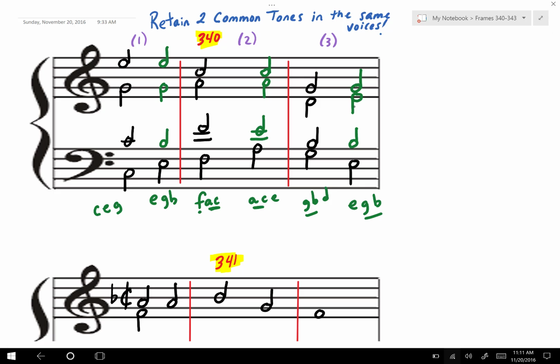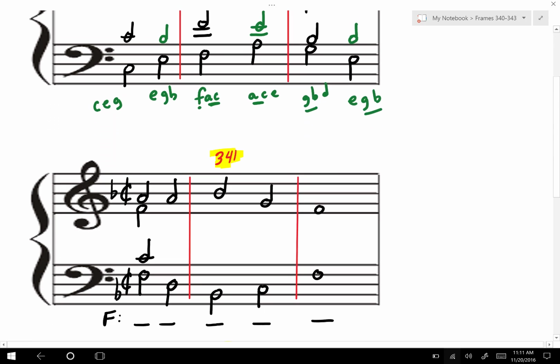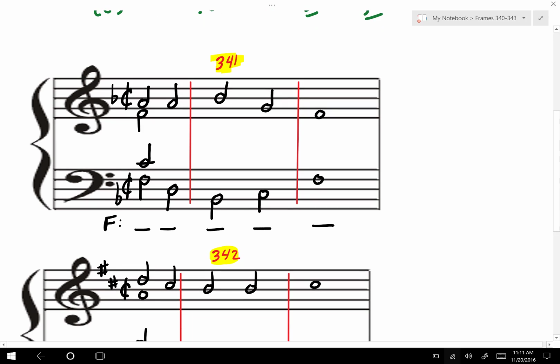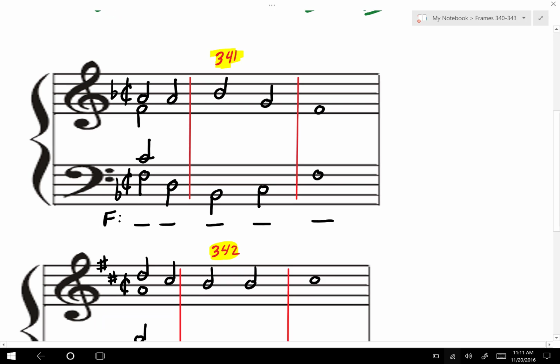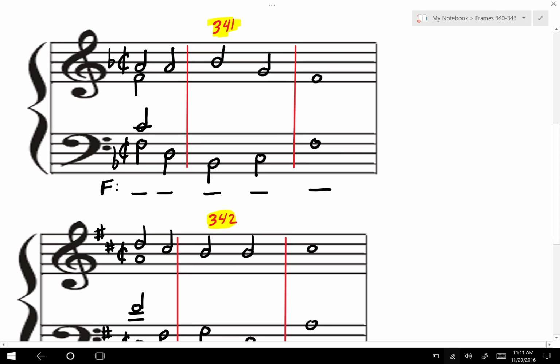For frame 341, we are given a chord progression because we have a key signature and we also have to supply the Roman numeral analysis. So it's a little bit more in depth. So, take a look at our first triad. We have an F, C, F, A. That's going to be an FAC triad, and the key of F is our Roman numeral 1.